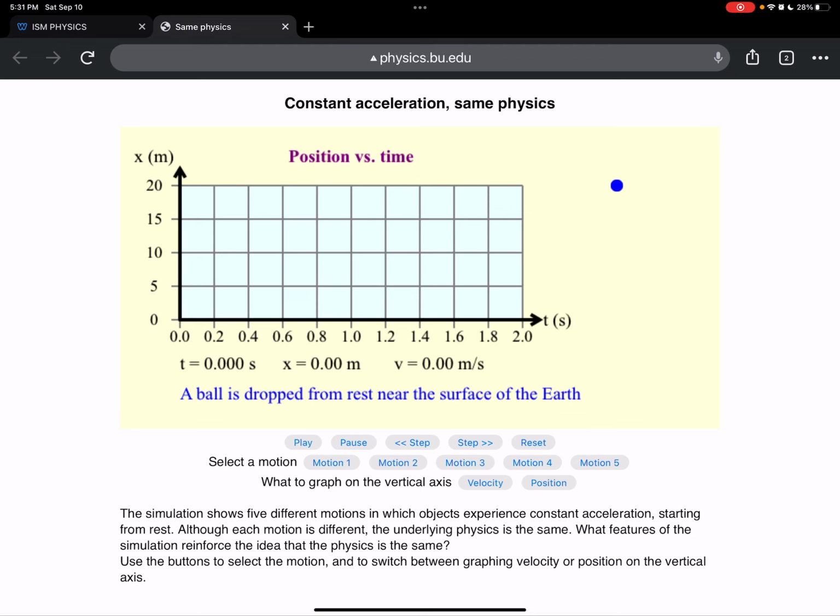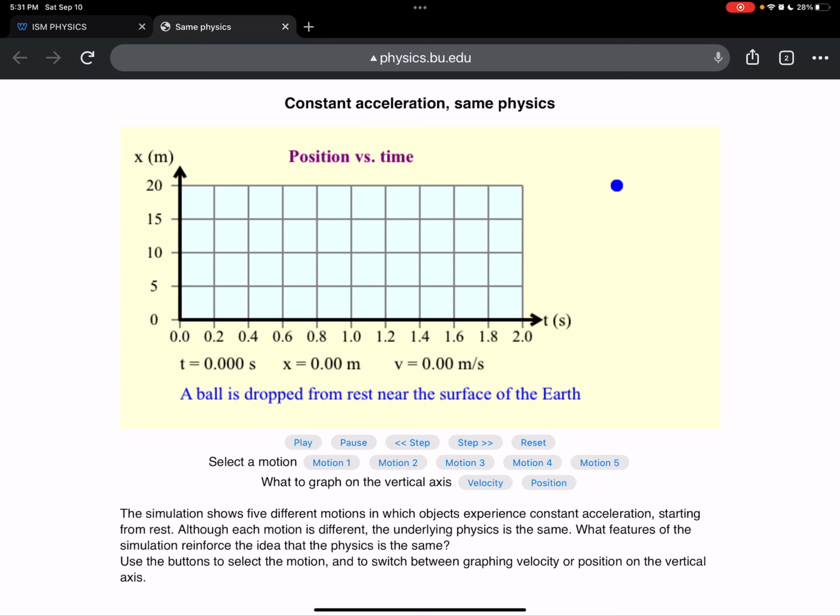So again, we've done this problem a lot. It looks like it's going to fall for 2 seconds. All right, so hopefully we know, or you should figure out, if it's released from rest near the surface of the Earth, it's accelerating at about 10 meters per second per second. All right, so then how far will it fall?